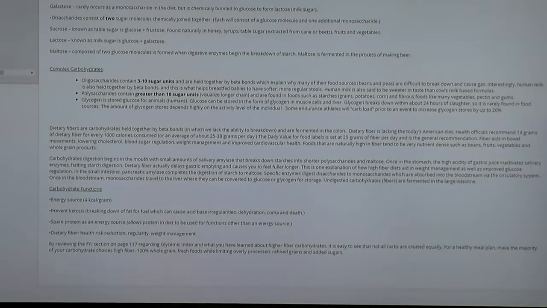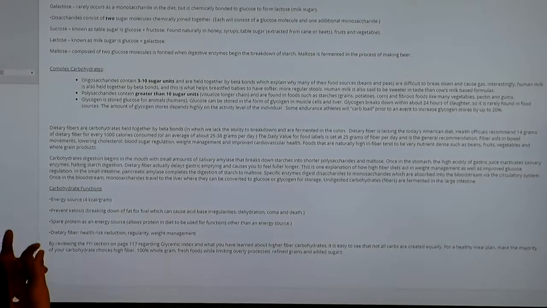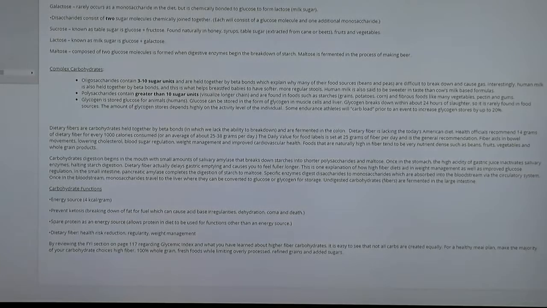Carbohydrate functions: energy source for kcal/gram, prevent ketosis, breaking down of fat for fuel, which can cause acid-base irregularities, dehydration, coma, and death. Spare protein as an energy source allows protein in the diet to be used for functions other than an energy source. Dietary fiber: health risk reduction, regularity, weight management.